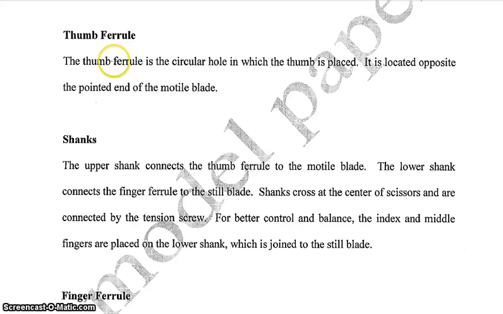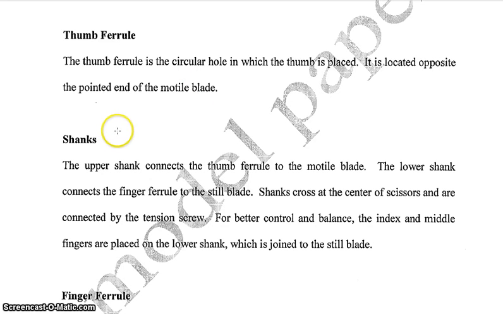So basically, here's the first part of the hair cutting scissors, the thumb ferrule, and then you can see there's a complete sentence that describes what it looks like and where it's located and what it does. It's where the thumb goes, and if you had a pair of scissors, you could easily identify the thumb ferrule from the description here.